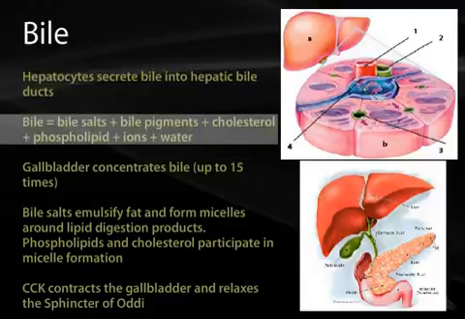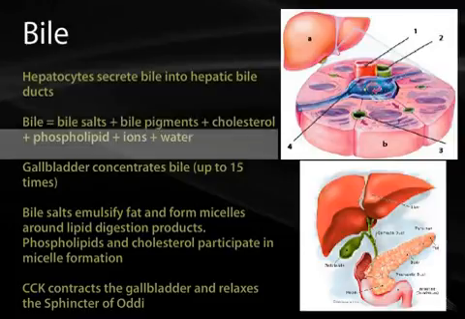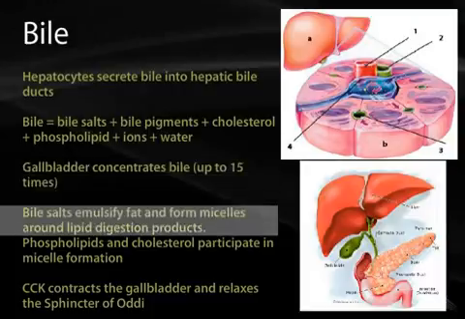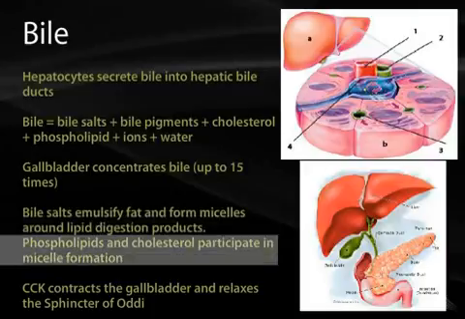Bile is made up of bile salts, bile pigment, cholesterol, phospholipid, ions, and water. The gallbladder is responsible for concentrating bile, and it does so by up to 15 times. Bile salts are very important in digestion because they emulsify fat and form micelles around lipid digestion products. The phospholipids and cholesterol that are present in bile participate in micelle formation.